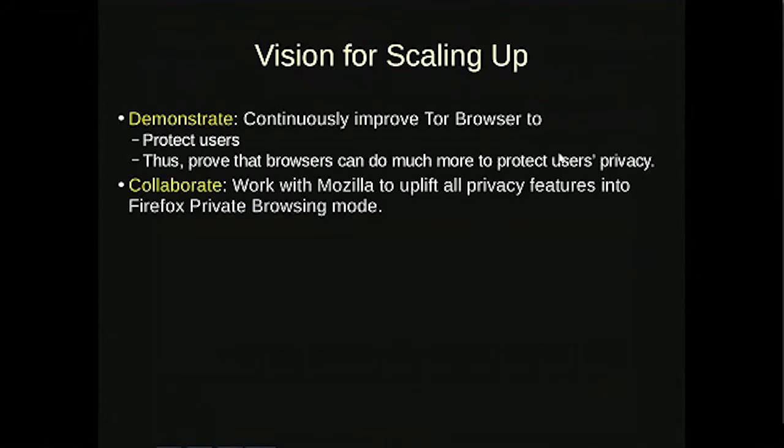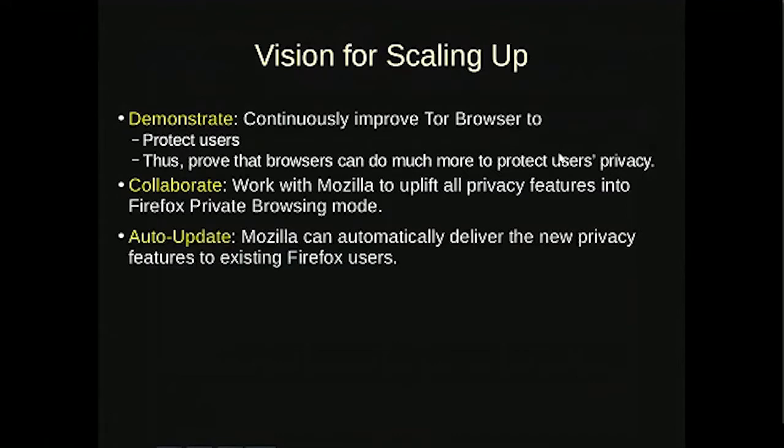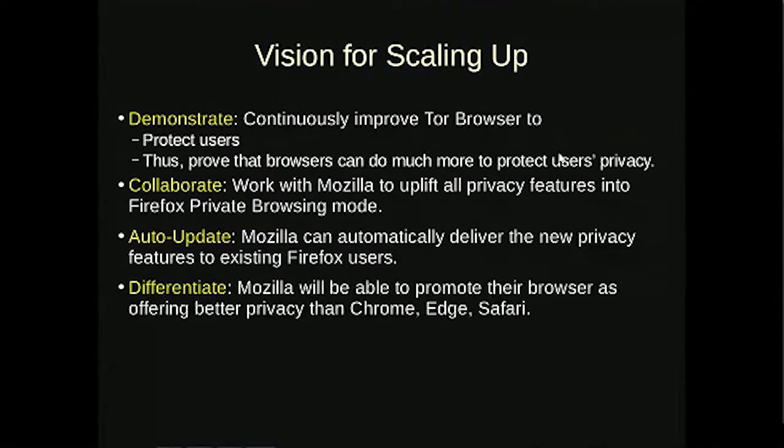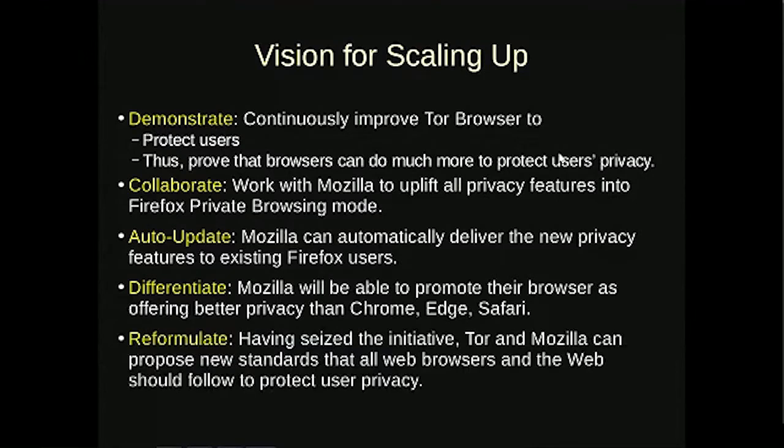The next step, which we're already doing, is to work with Mozilla to uplift all of Tor's privacy features into Firefox private browsing mode. And when Mozilla has determined that the features are polished enough, they can automatically deliver the new privacy features to existing Firefox users. And once users become aware of these new privacy features, then Mozilla can differentiate their browser from the other browsers because they're actually respecting privacy.